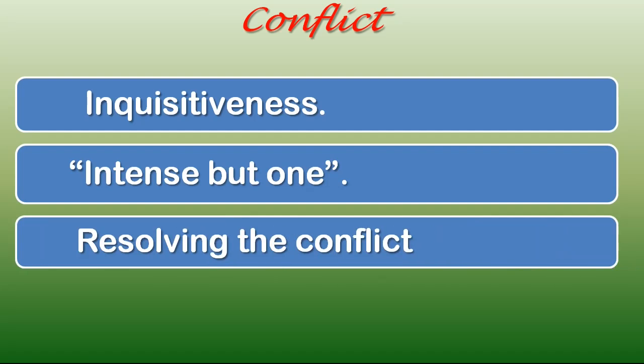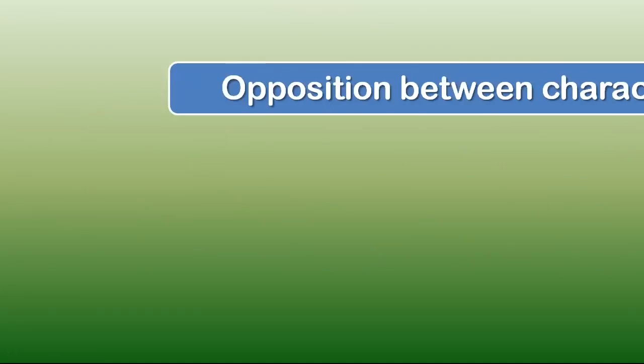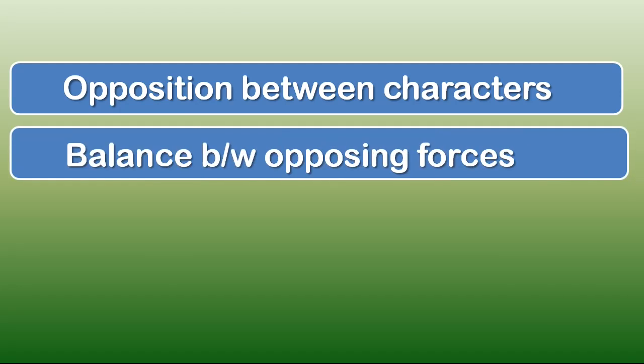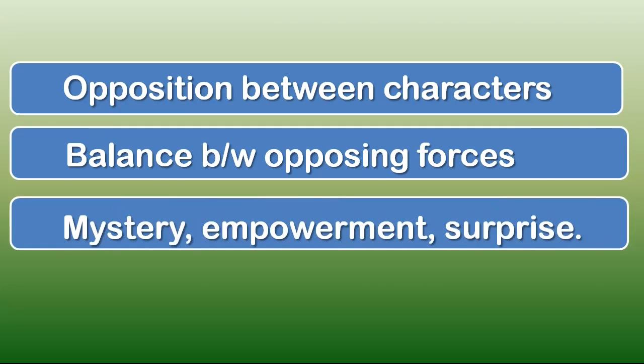The next rule, resolve the conflict. Whichever conflict you have introduced, you then use the characters which you have introduced to resolve this conflict. The next rule, opposition between the characters. Now this is a kind of conflict which you can introduce. You can create an opposition between the characters of the story, and then you can make a balance between these opposite characters. You can use these elements in your conflict. They can be mystery, empowerment, or surprise.